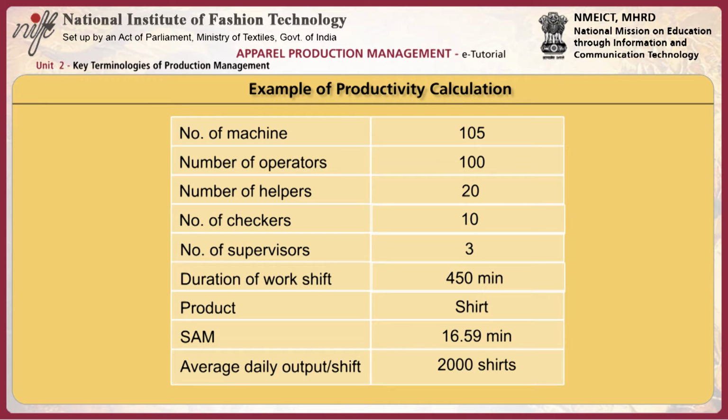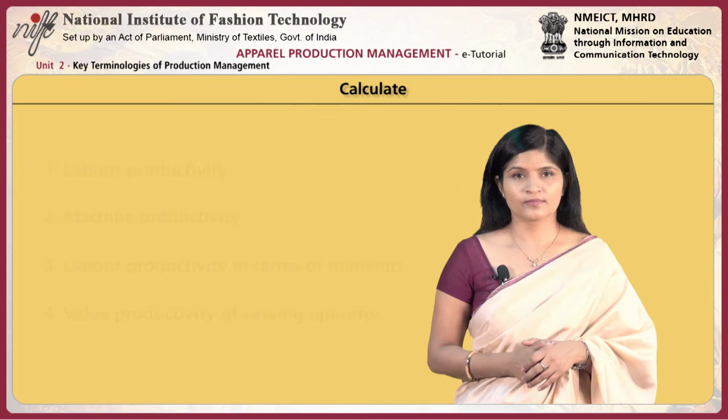Here is an example of productivity calculation with 105 machines, 100 operators, 20 helpers, 10 checkers and 3 supervisors. The duration of the shift is 450 minutes. The product is a shirt with a SAM of 16.59 minutes. The average daily output per shift is 2000 shirts.